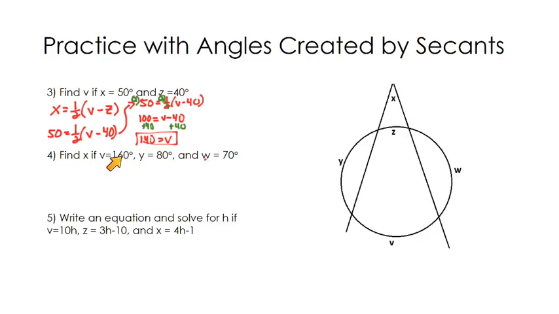Now, let's do the next one. And on this one, I'm actually going to label everything on our diagram, so I think it'll help us see what we're doing. But it says find x, so that's our unknown. We're trying to figure out this angle. But it gives us that v is 160.